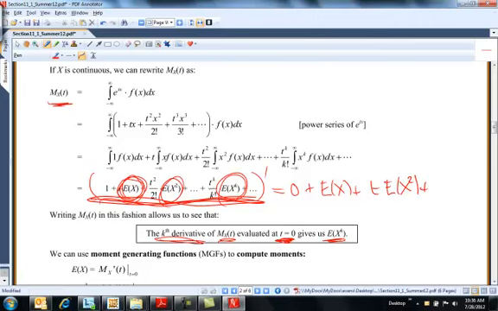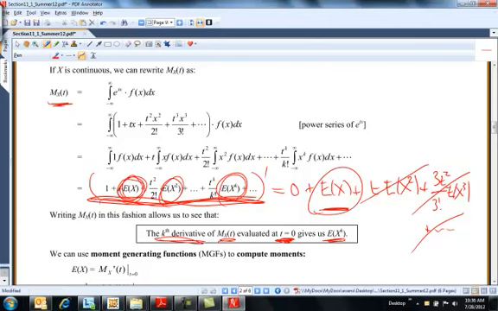Plus the next guy, what I'm going to get, this would have been t cubed, so this would be 3t squared over 3 factorial, expected value of x cubed, plus, I keep going. So notice now, if I put in t equals 0, it's going to wipe out every term after this first term. So if I take the first derivative, stick in t equals 0, all these disappear and I'm left with the expected value of x.